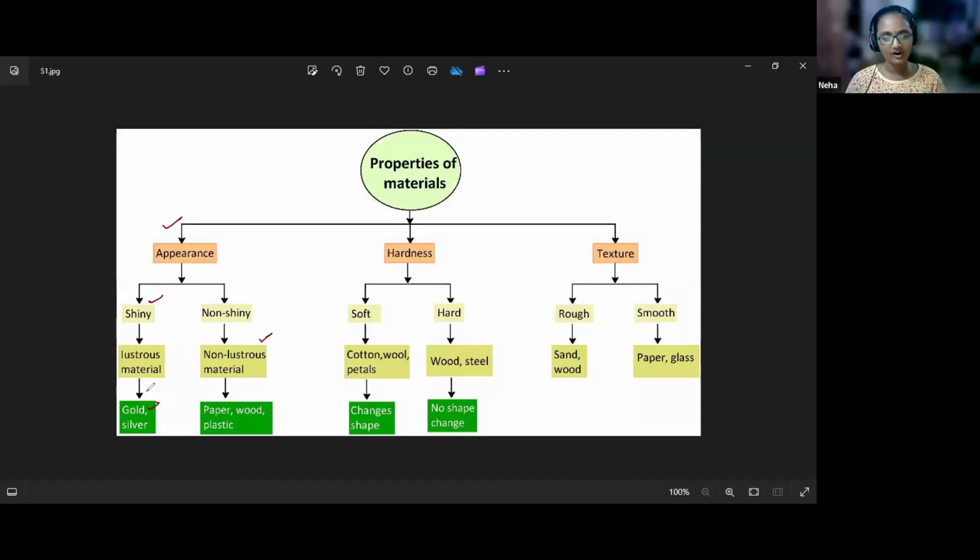Metals, ma'am, all the metals. Metals as lustrous, very good. This is a general point. Other metal examples are aluminum, silver, platinum, zinc.